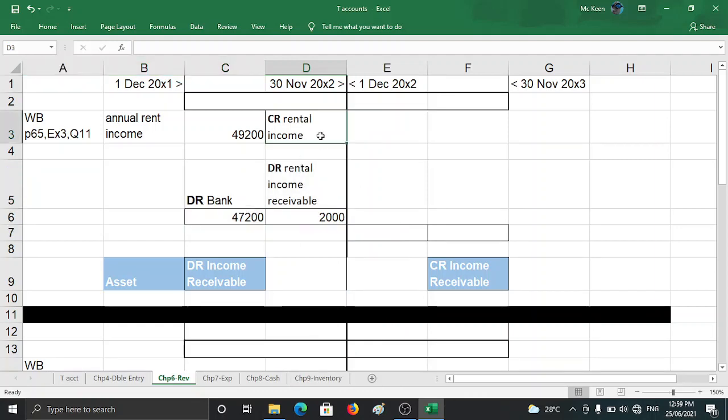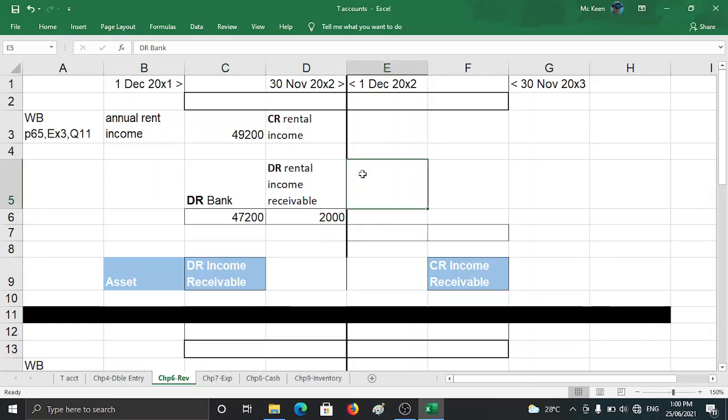Okay, rental income. So to balance these two set of figures, your total credit for the year is 49,200, but you only receive 47,200 in the bank. So the other 2,000 short is actually your rental income receivable, which you have to balance up your total rental income for the year, right? So that's the answer, 2,000 rental income receivable.